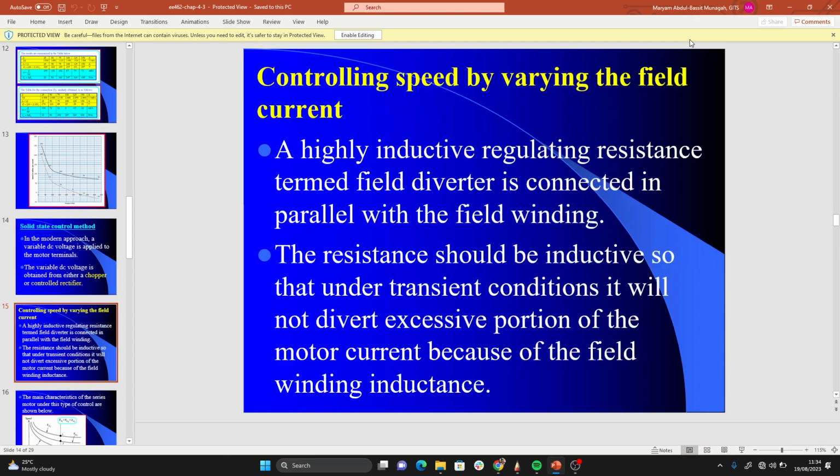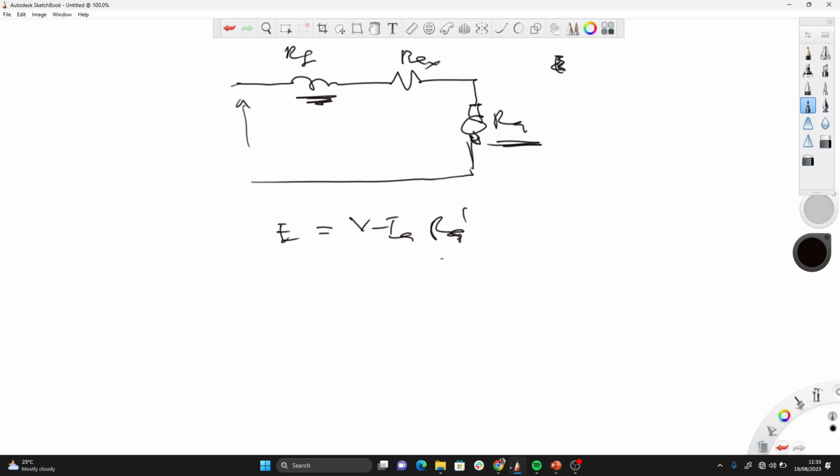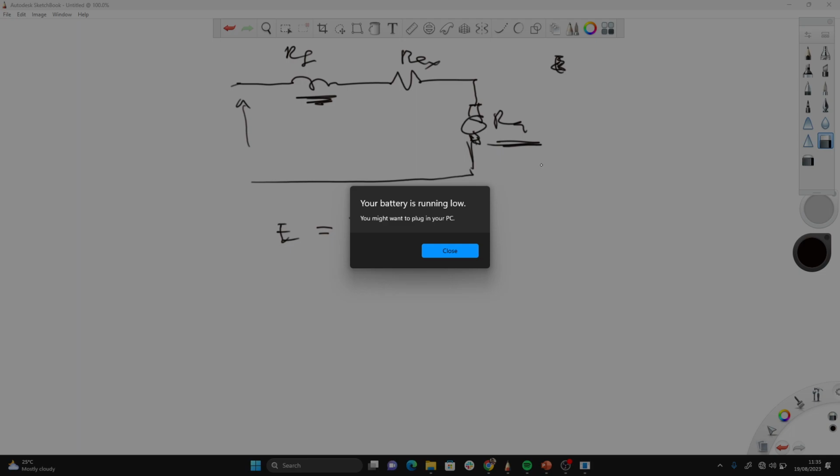Now let's look at the same DC series motor, but how we can control the speed by varying the field current.